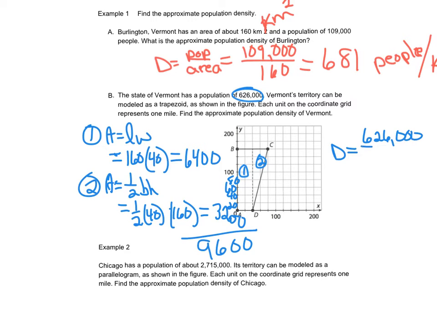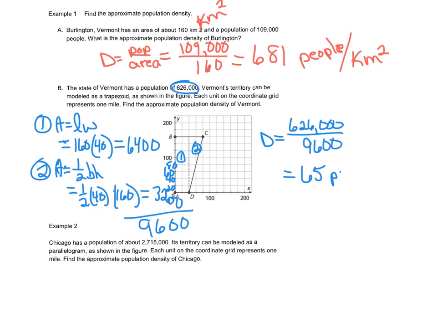So my population density is 626,000 divided by 9,600, which gives me a population density of 65 people per square mile. This was miles, right? Yep, per square mile. So if you can picture a square that's a mile on every side, 65 people is the average that lives in that square.